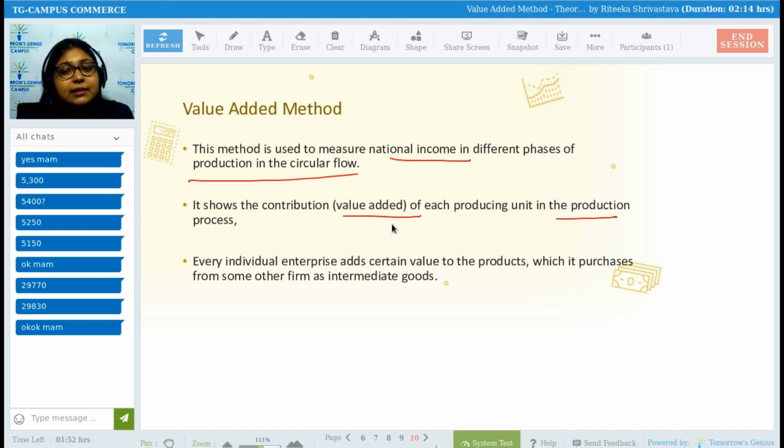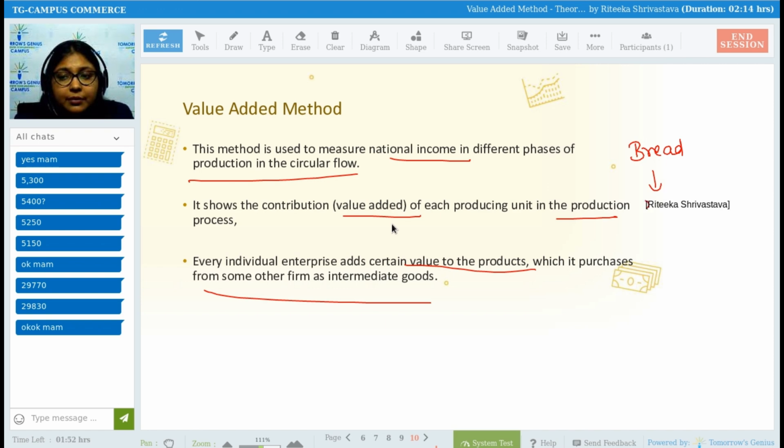Every individual enterprise adds certain value to the products which it purchases from other firms as intermediate goods. Say, suppose the person who is going to manufacture bread is going to purchase flour from the miller, right? The flour is nothing but an intermediate good for this seller of bread. It's an intermediate good. Intermediate good means what?